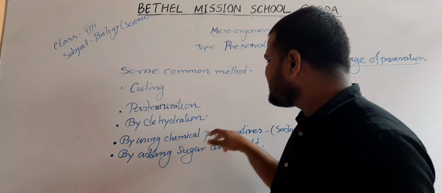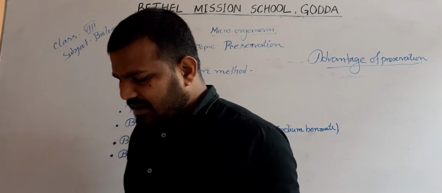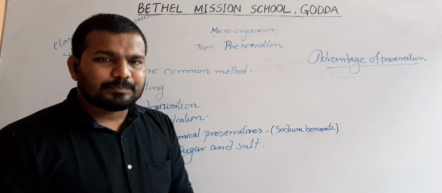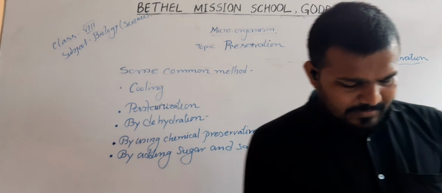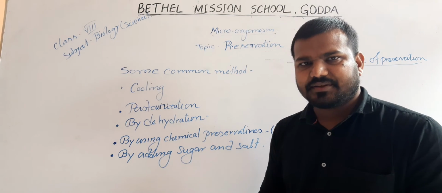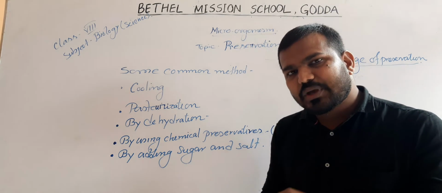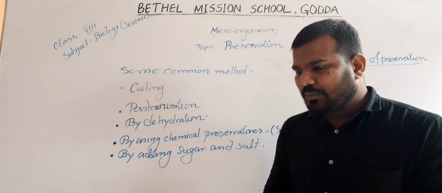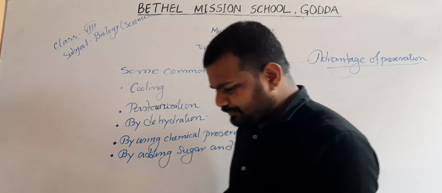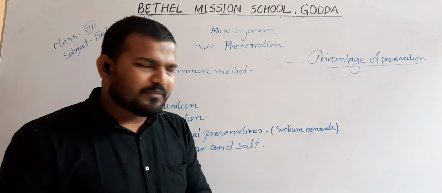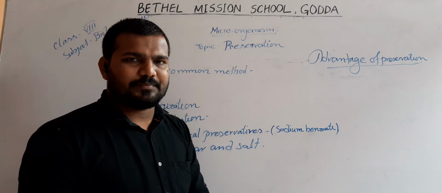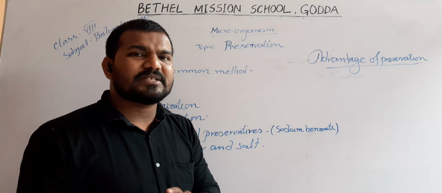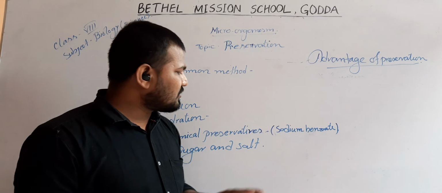Now the fourth one is using chemical preservatives. Some chemicals like sodium benzoate or potassium metabisulfite also help in food preservation. That is known as chemical preservation. In the case of fruit juice, we use sodium benzoate to preserve it, and potassium metabisulfite is used for cut foods or to store jams and jellies for a long time. These are known as chemical preservatives.